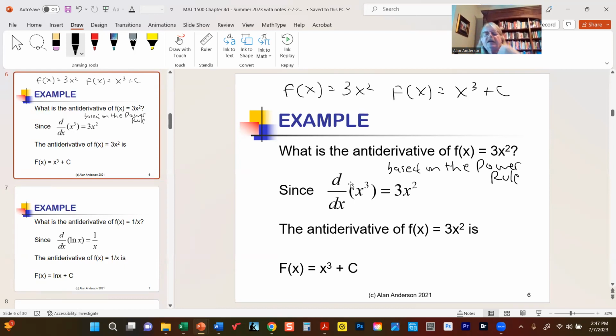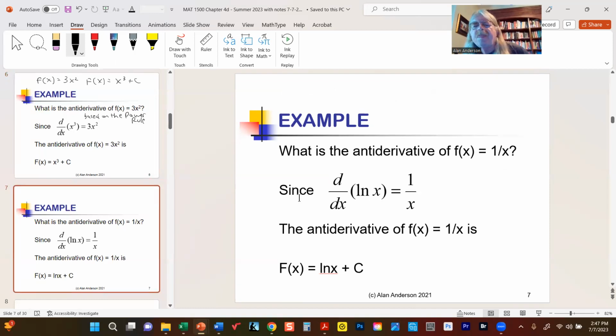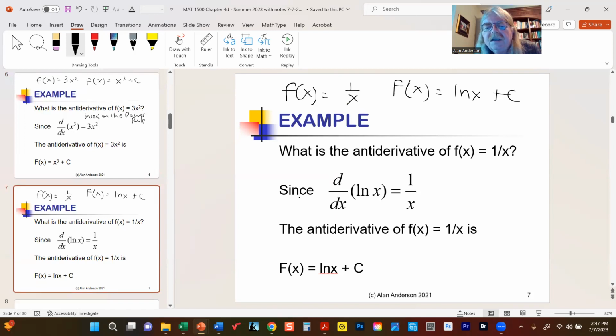Okay, but what we're just trying to point out is that if you were starting out with f of x is 1 over x, the antiderivative is the natural log of x plus c, because the derivative of log of x is 1 over x. And then, of course, you need the c. Again, we'll learn how to find out for ourselves what the correct antiderivative is.